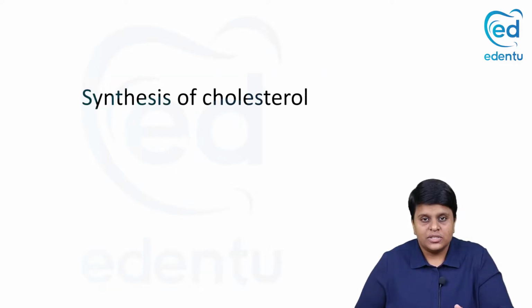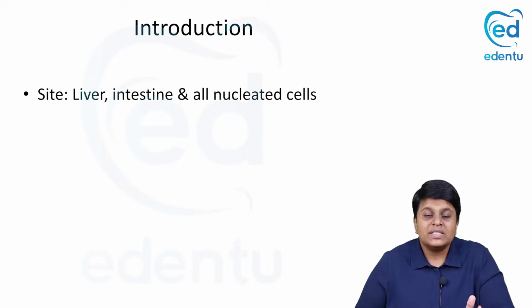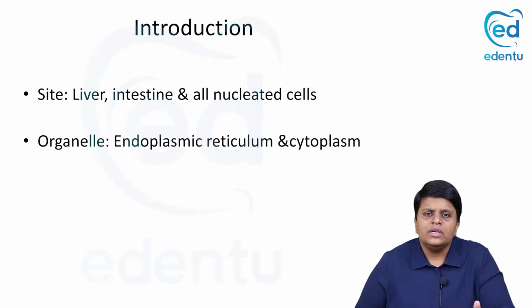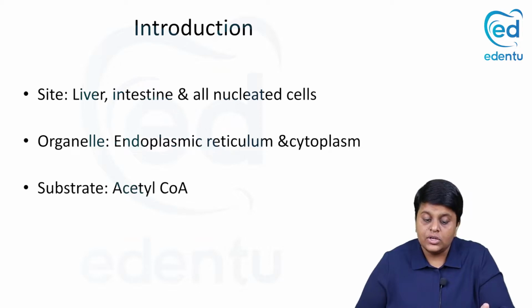Cholesterol synthesis is a very commonly asked essay question in university examinations, and there are also many potential places where MCQs can be tagged from this particular topic. So let us see where this cholesterol synthesis occurs. The site of synthesis of cholesterol is the liver, intestine, and almost all the nucleated cells. In which organelle does this synthesis occur? It is partly in the endoplasmic reticulum and partly in the cytoplasm of all these organs.